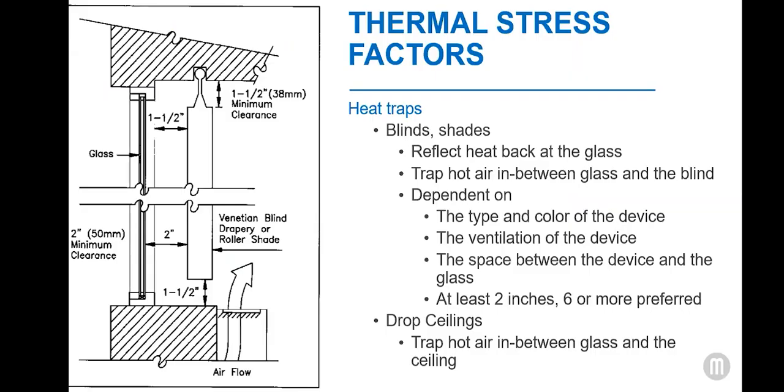When interior shade devices, such as blinds and shades, are not properly vented or positioned, heat traps can be established, giving rise to high thermal stress. They reflect the heat back in towards the glass. They trap hot air in between the glass and the blinds. It's dependent on the type and color of the device, how much ventilation they have, and the spacing between the device and the glass. At least 2 inches is required, 6 or more is preferred for spacing. Drop ceilings can trap hot air in between the glass and the ceiling as well.